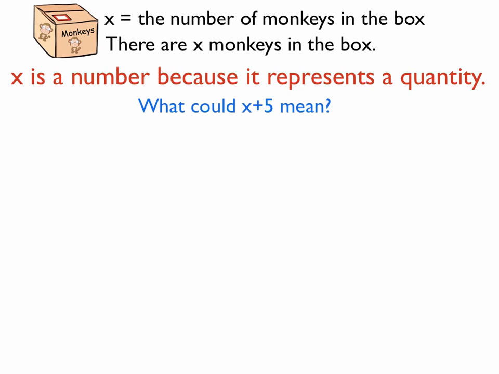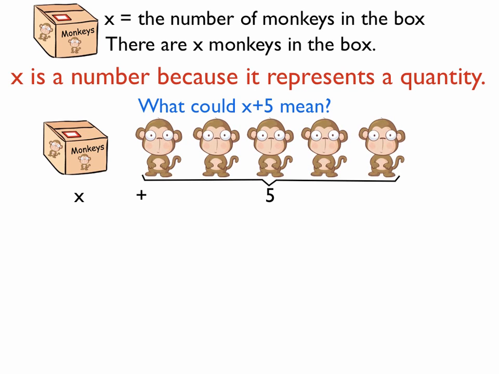All right, here's what I think X plus 5 could mean. It's one of the ways we could say this. There's what X is, right? X is the number of monkeys inside of one box. Now, if we had that box of monkeys and we also had 5 more monkeys, the amount of monkeys I have would be X plus 5. It's that unknown number plus 5 more monkeys.